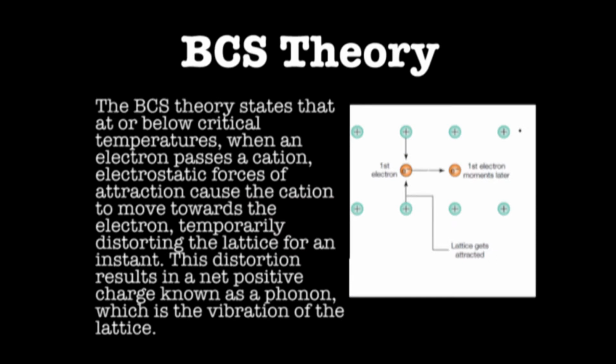The BCS theory states that at or below critical temperatures, when an electron passes a cation, electrostatic forces of attraction cause the cation to move towards the electron, temporarily distorting the lattice for an instant. This distortion results in a net positive charge known as a phonon, which is the vibration of the lattice.